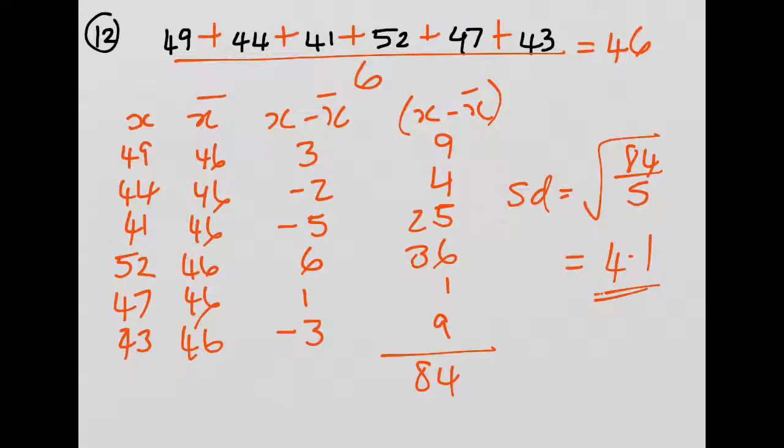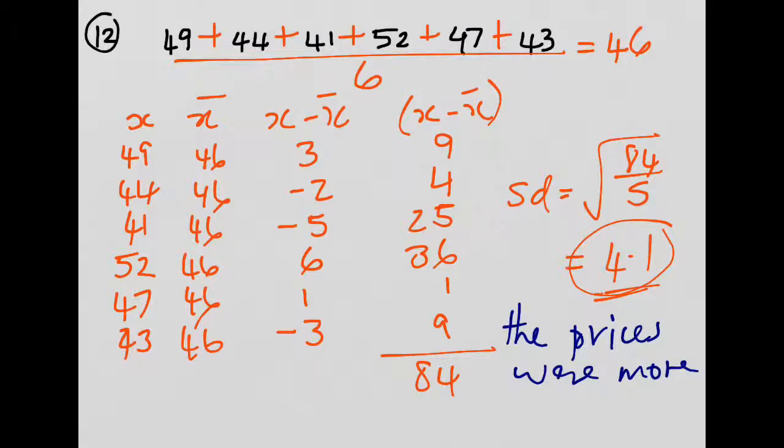She also finds the standard deviation is 2.6. So what does that mean? Well, the standard deviation is bigger in the second one, 4.1. The second standard deviation is 2.6. So therefore, what conclusion can you write? You can write that the prices were more spread out, because of the bigger standard deviation.